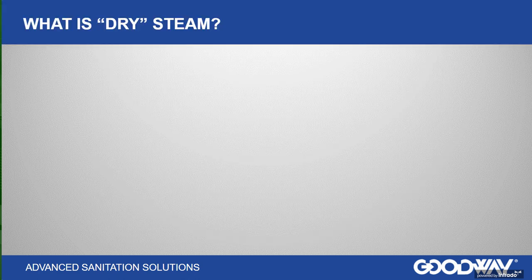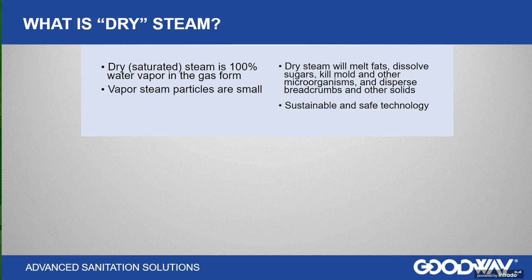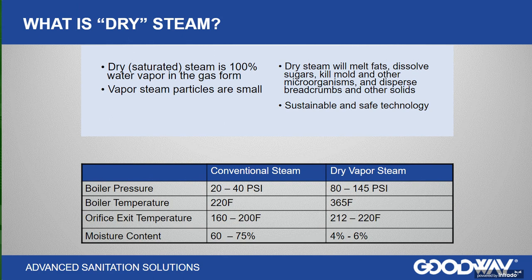So we'll start off, what is dry steam? How could steam be dry? It doesn't really make sense. Dry steam is really the scientific name for saturated steam that's been turned into a gas, into a vapor. When we get it to 5% moisture content through superheating the boiler pressure and temperature, we compress the water and turn it into a gas, into a dry vapor. And that's what dry steam is called. It's called dry steam, but it's really more of a low moisture gas or vapor that we're using to clean. So it's 100% water vapor in the gas form.